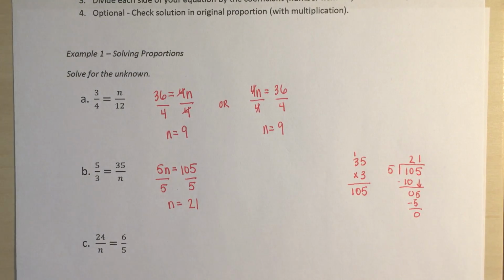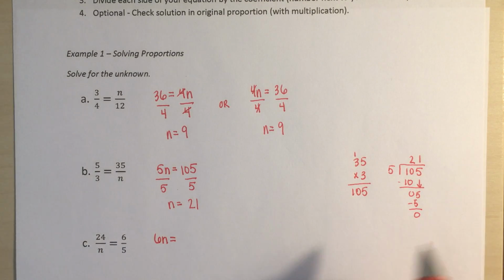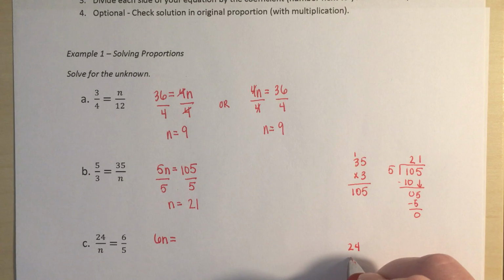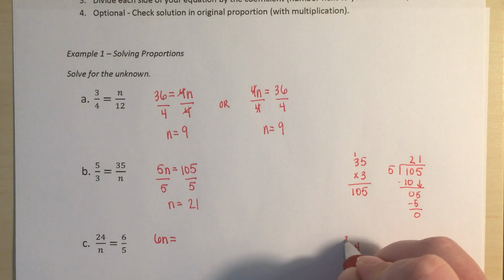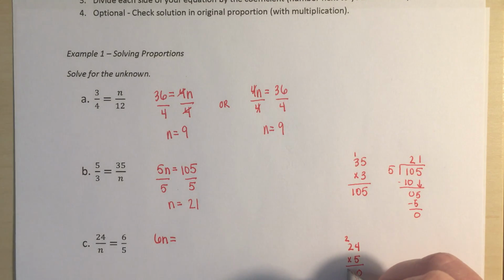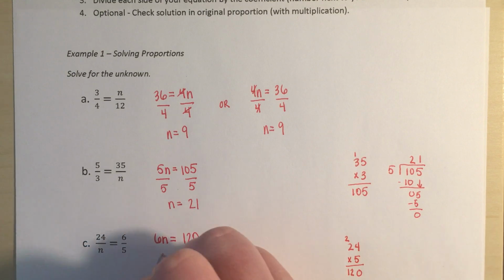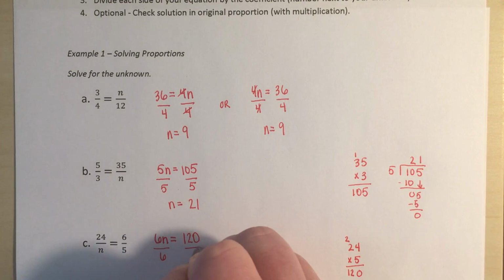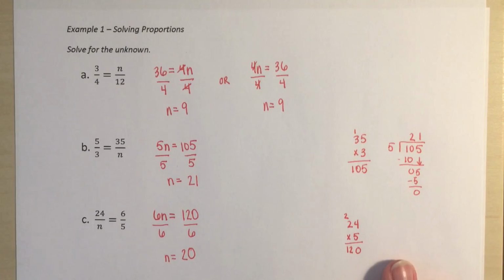Now we're going to do this last one. 6 times n is 6n. 24 times 5. 5 times 4 is 20. 5 times 2 is 10, plus 2 is 120. So 6n equals 120. Divide both sides by 6. We don't need to worry about long division for this one. 6 goes into 12 twice, so 6 goes into 120 20 times.